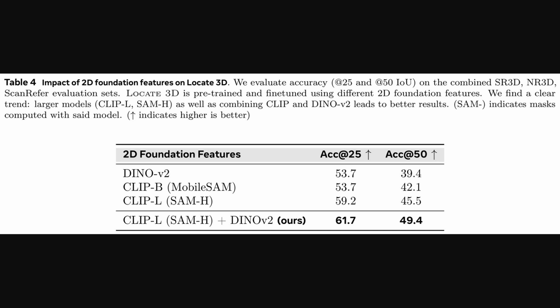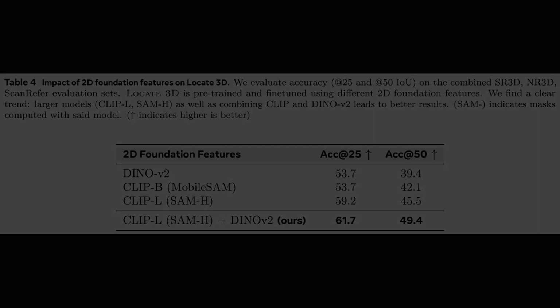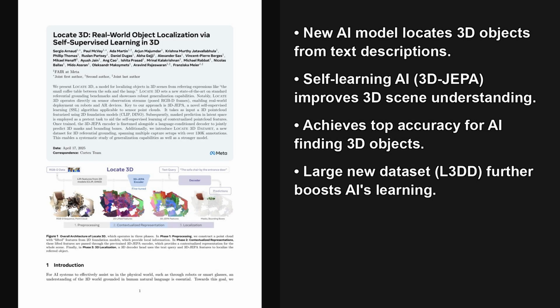The standout result here is that combining CLIP-L, a larger version of CLIP, with DINOv2 achieves that top 61.7% ACC at 25. This combination clearly provides the best starting point for the 3D model's understanding. It's clear that the right combination of these rich 2D foundation features, like CLIP-L and DINOv2, gives Locate 3D a powerful head start.